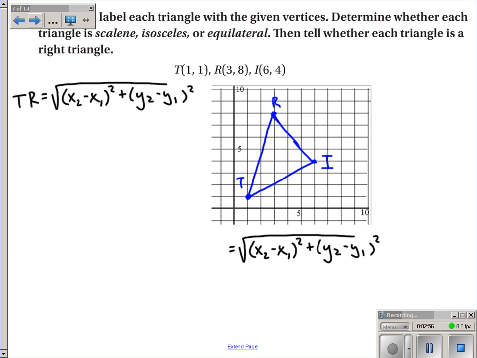I look at this triangle and say, could it be equilateral? To me, the answer is no, because RI looks much shorter than the other two. Is it isosceles? It doesn't quite look isosceles, but it might be, because TR and TI, these two, look to be similar in length. So I use the distance formula to find the length of TR and the length of TI to see if it is isosceles. I'll begin with TR. I'll call this x1, y1, x2, and y2, and plug it into the distance formula.